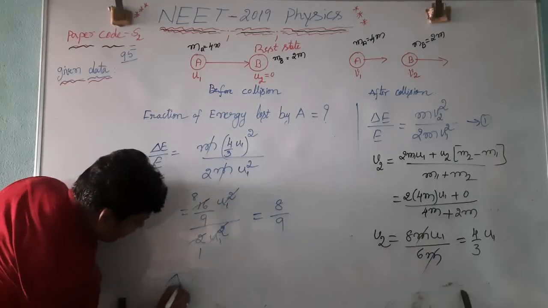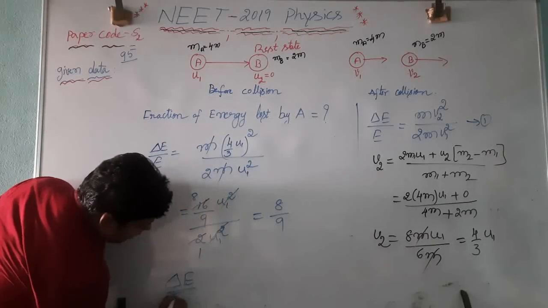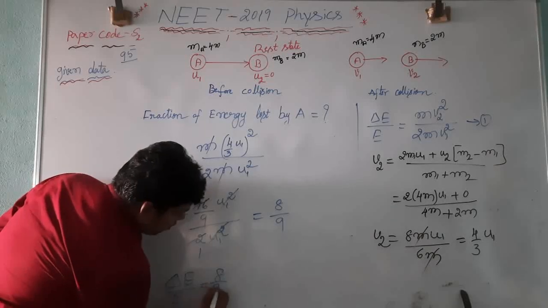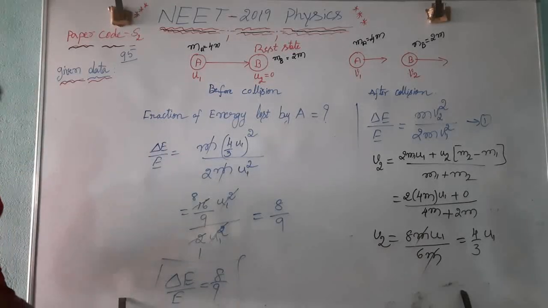Now delta E by E is equal to 8 by 9. This is the right option.